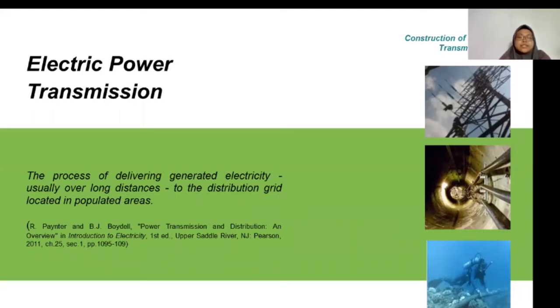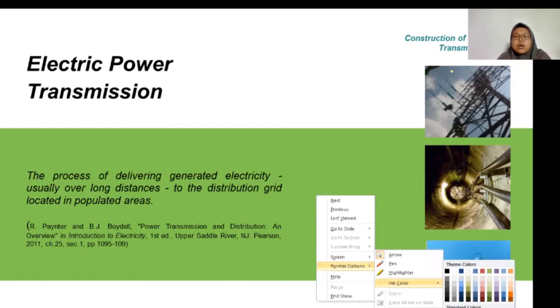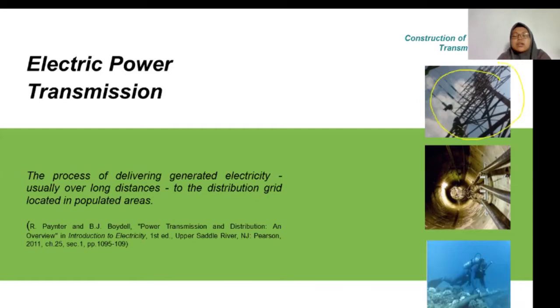What is electric power transmission? Electric power transmission is the process of delivering generated electricity, usually over a long distance, to the distribution grid located in populated areas. And the construction of electric power transmission consists of two. The first is overhead line, or in bahasa we can call it saluran udara.